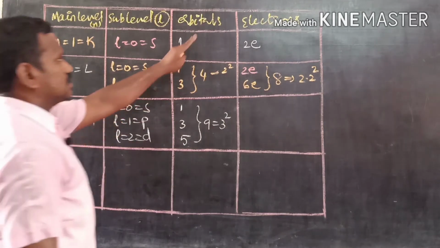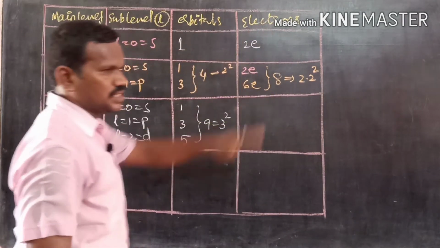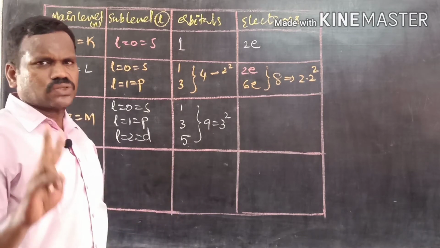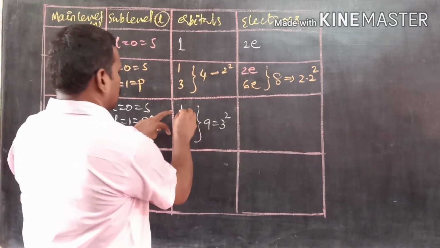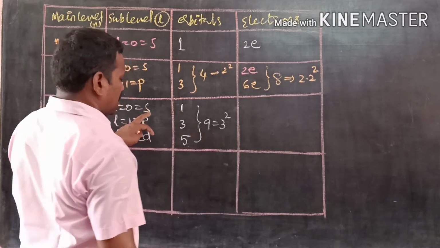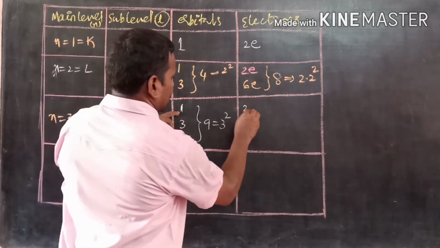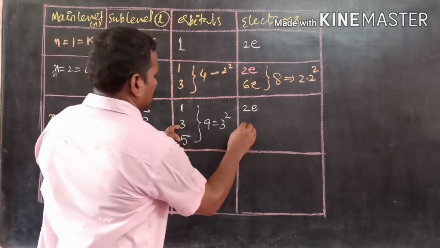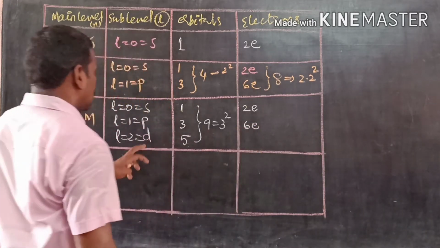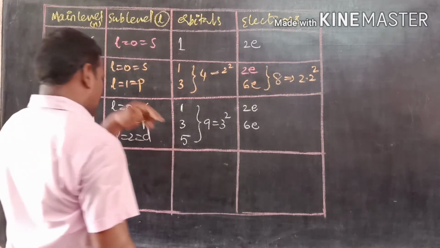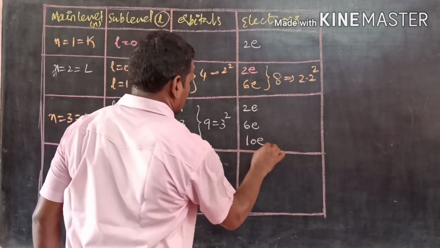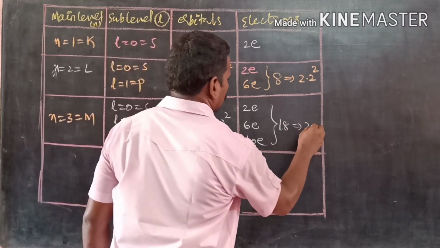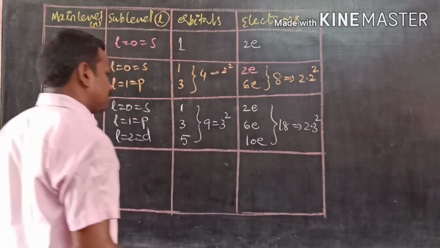Now, let us discuss how the orbitals are split into electrons. I already said each orbital can accommodate 2 electrons. Based on the rule, the s sublevel with 1 orbital can accommodate 2 electrons. The p sublevel with 3 orbitals can accommodate 6 electrons. The d sublevel with 5 orbitals can accommodate 10 electrons. The total number of electrons is 18. It can be written as 2 into 3 squared.